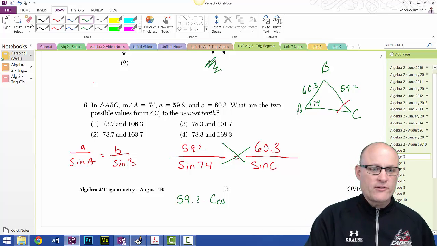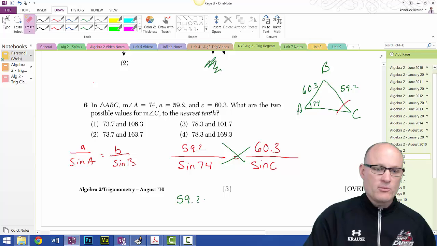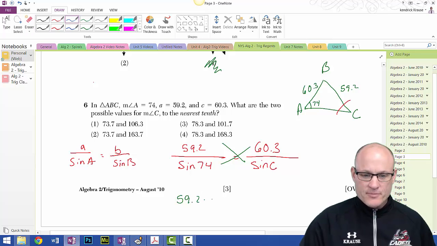Why did I just write sine? See, all you kids annoyed me so much, I started to go through the law of sines and write cosine. Sine of C. Oh, I know why. Because it was C. Sine of C.